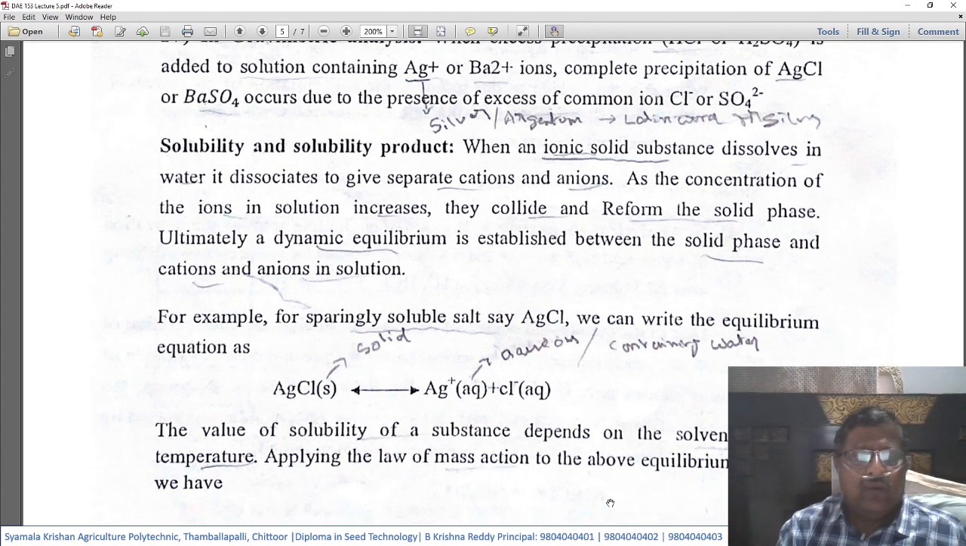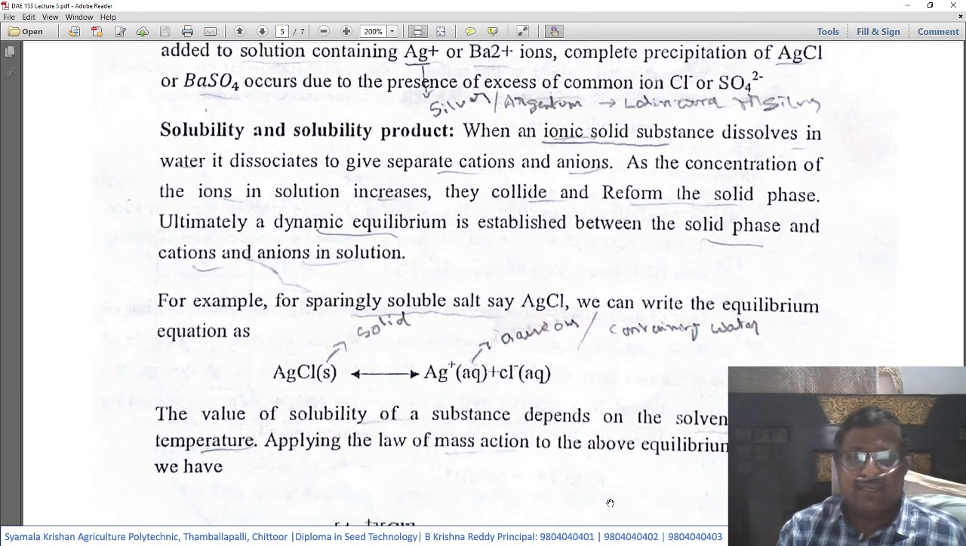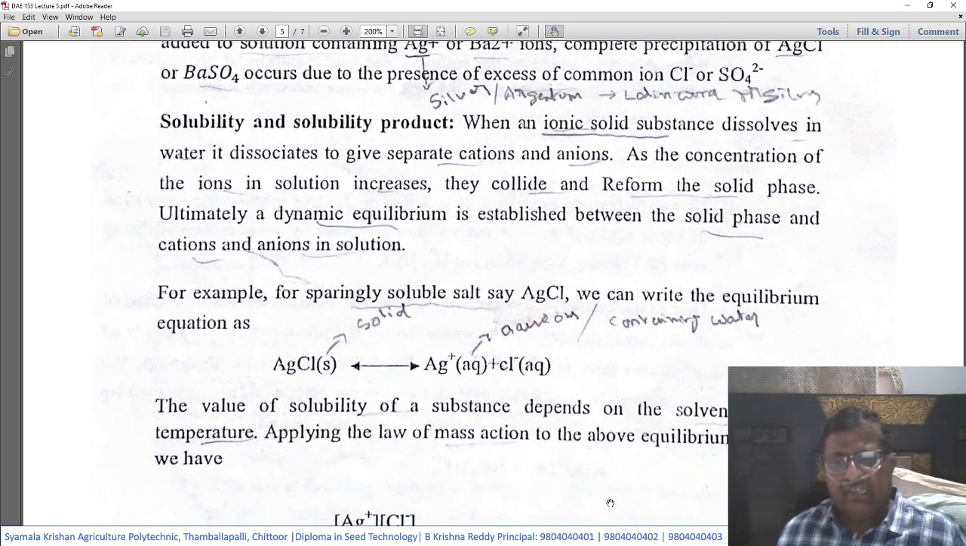So, the value of the solubility of a substance depends on the solvent and the temperature. So, in this ionization or dissociation of a salt, what happens? The value of the solubility of any substance depends on the solvent. The solvent is the liquid into which the solute gets dissolved. So, it depends on the nature of the solvent and the temperature.